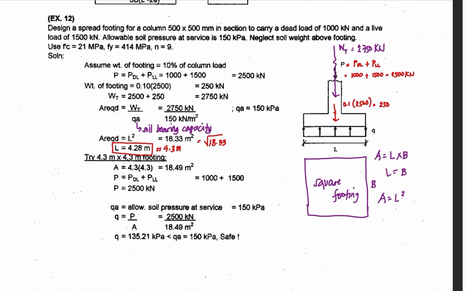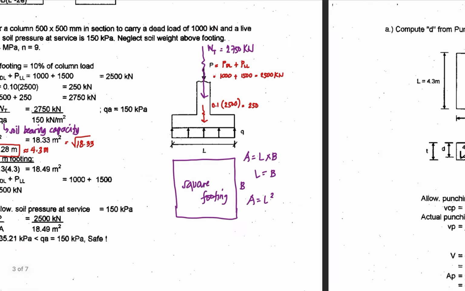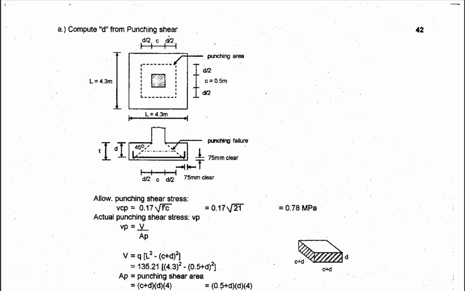So when you have this equation safe, you proceed with the checking of punching shear, or you solve for the depth of your footing. So you have this footing, you solve for D. This is the cover. You solve for your D.